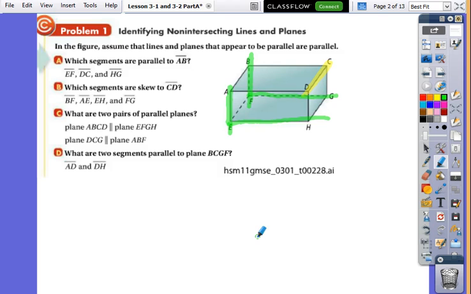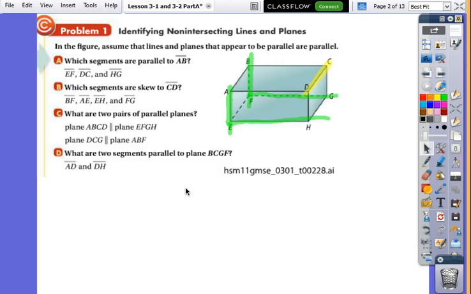What are two pairs of parallel lines? Well, I'm sorry, what are two pairs of parallel planes? If you look at this figure right here, the top and the bottom are going to be parallel to each other, and so are the left and the right. So plane ABCD is parallel with plane EFGH. Plane AEFB is parallel with plane DHGC, and plane ADHE is parallel with plane BCGF.